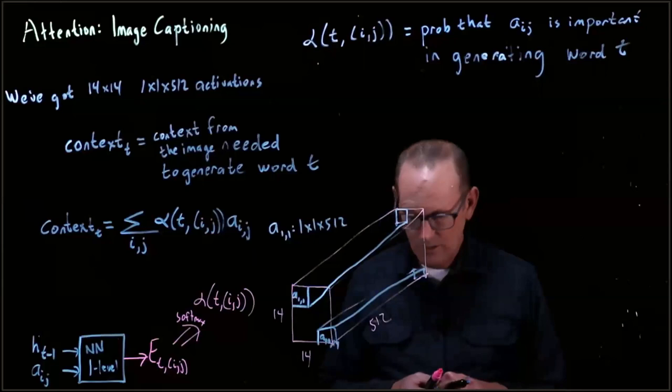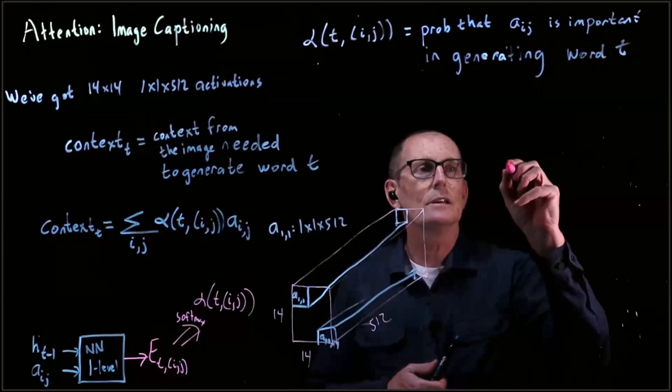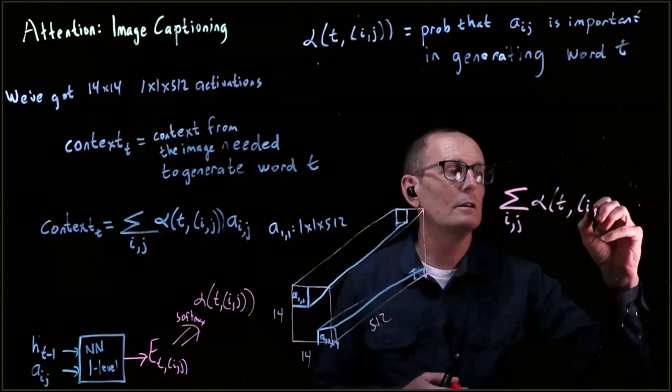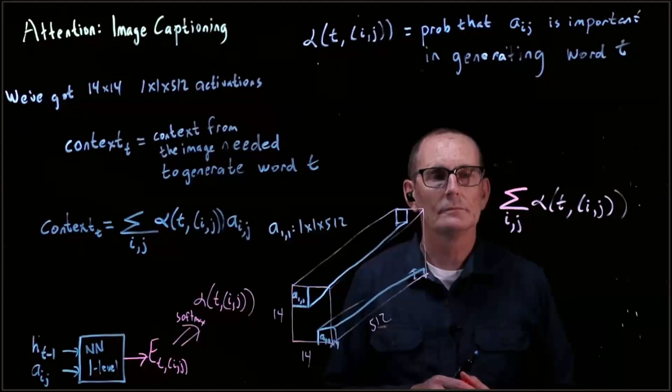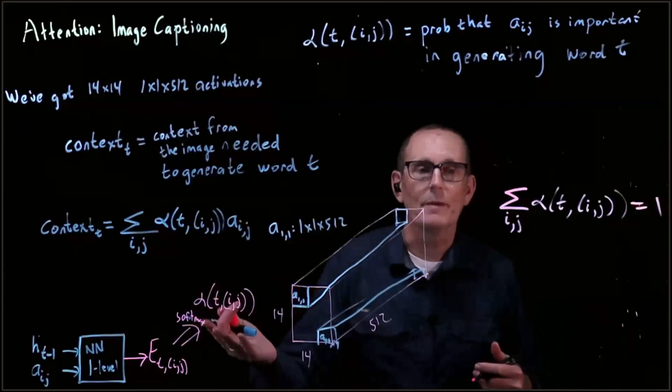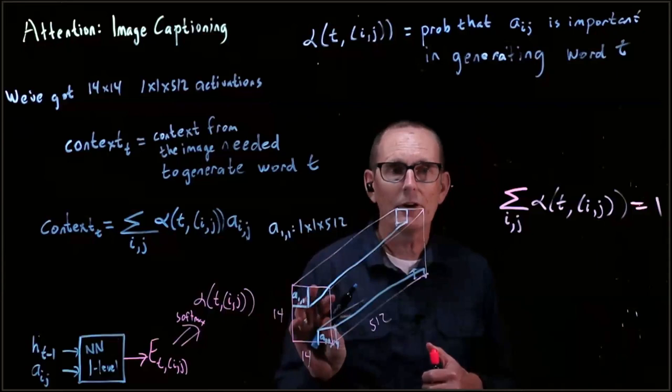So when we look at the summation over all ij and we look at a particular t, what do we know about that summation? For a given t, it will sum to one. Yep, this sums to one by definition of the softmax, right? So we've got our probabilities of attending to a particular area and the totality of those probabilities sums to one.